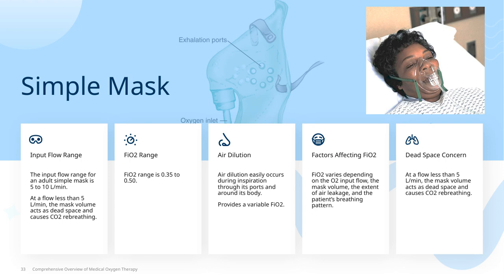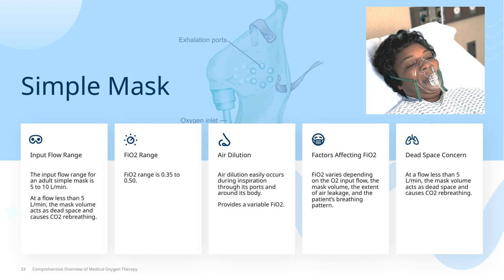Next, let's talk about air dilution. During inspiration, air can easily dilute the oxygen because of the ports on the mask and the space around the mask's body. This means the FiO2 can fluctuate, providing a variable oxygen concentration rather than a precise amount. Regarding the FiO2 range, it typically falls between 0.35 and 0.5. So, patients are generally receiving between 35% and 50% oxygen with this device.